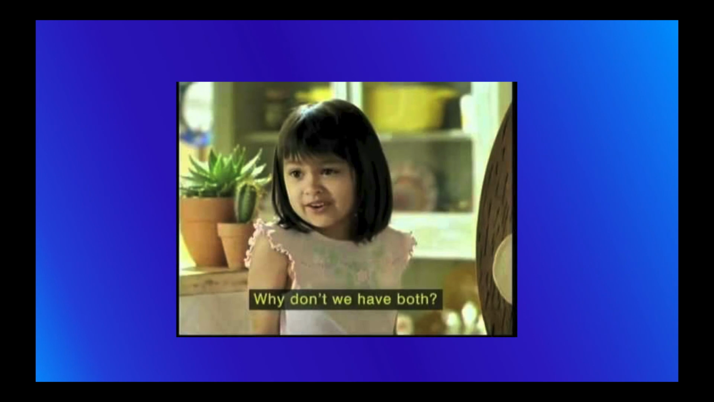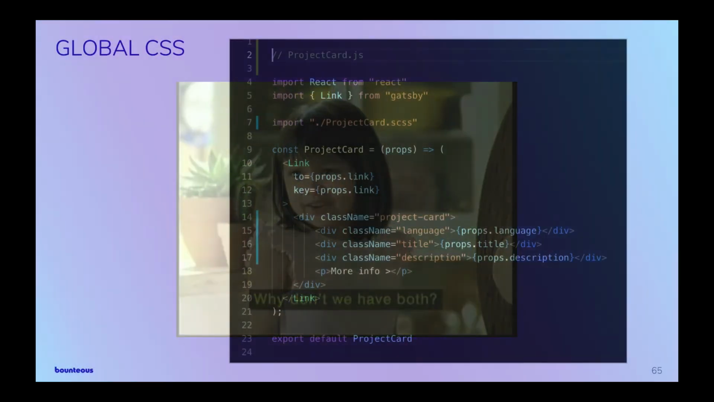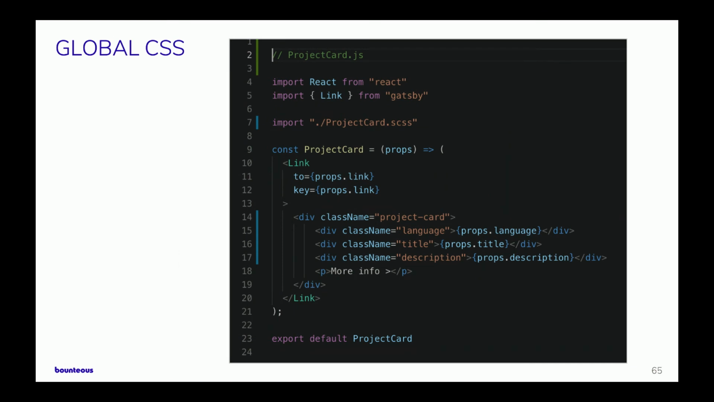So here's our meme girl asking us, why don't we have both? And CSS modules, actually, she jumped in a little early, can handle that nicely. You can still have global CSS here. This is the same approach, but with a regular Sass partial, project card.scss in this case.